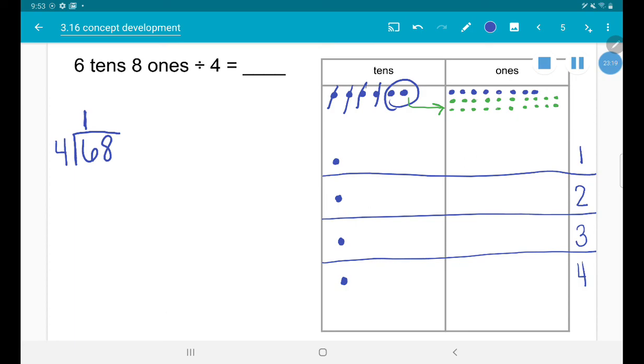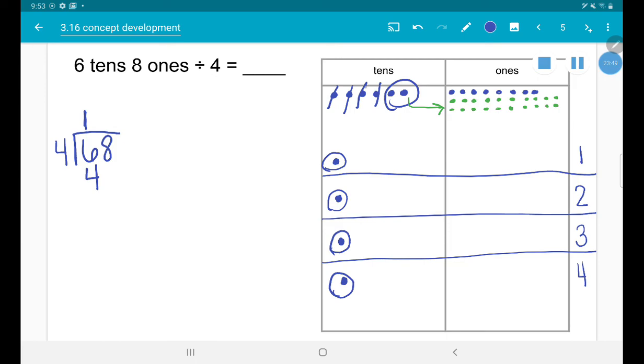Okay. And now I need to take away the amount that I actually used. So I have 1 in 4 groups. So how many 10s did I actually put into groups? 1. Here's 1, 2, 3, 4, right? 1 times 4 is 4. So I'm putting that underneath my 6.